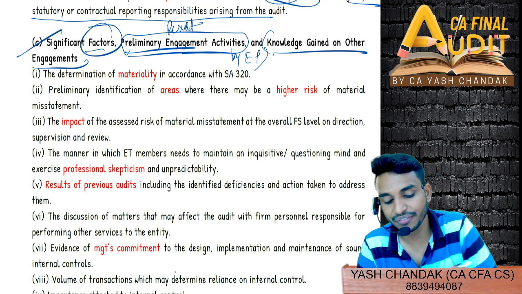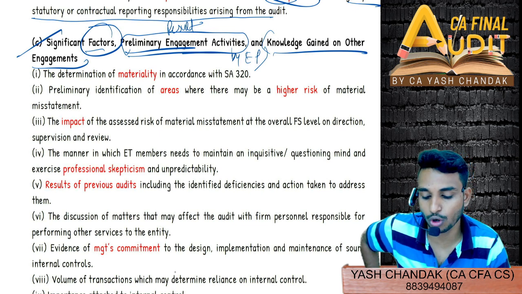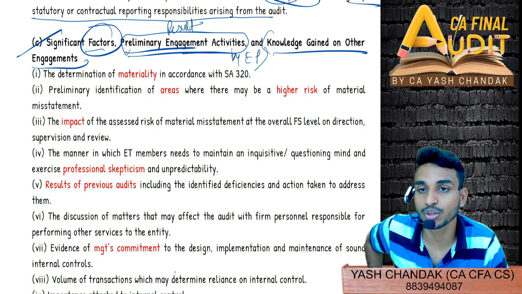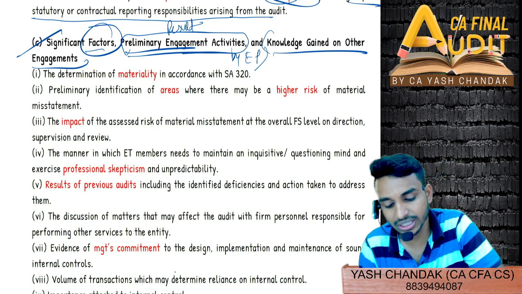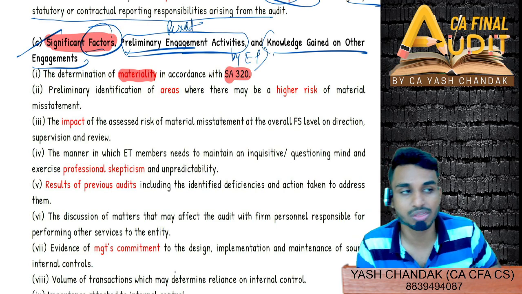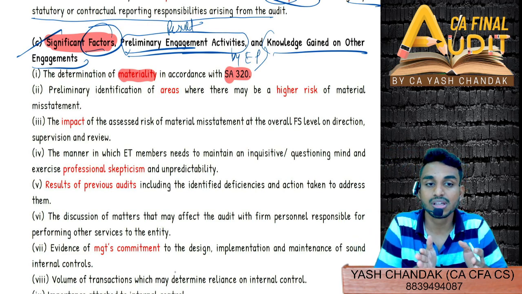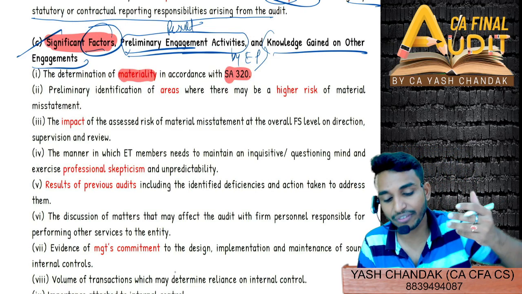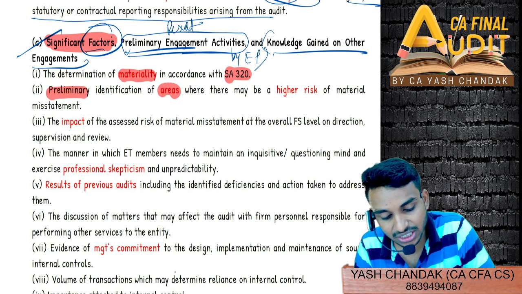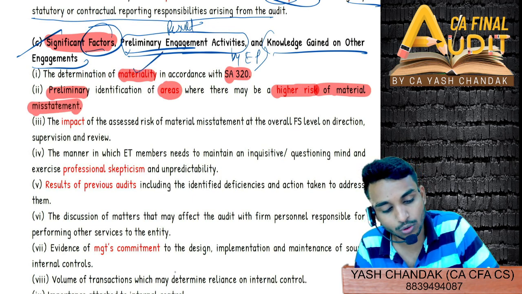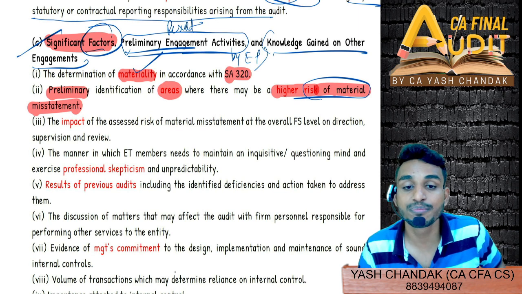Now the last C point: significant factors, preliminary engagement activity results and knowledge gained on other engagements by the engagement partner. Can we get benefit out of this knowledge that he has from the past audit? So here they want you to determine the materiality in accordance with SA 320, because we want to consider what all significant factors have to be considered. So for us to determine the significance directly relates to what? Materiality. So whatever is materiality would also be a significant factor for you. And similarly, preliminary identification of areas where there may be a higher ROMM, risk of material misstatement. So once you have decided on materiality, then you can also determine what are the risks of misstatements which are material to the entity. So ROMM.